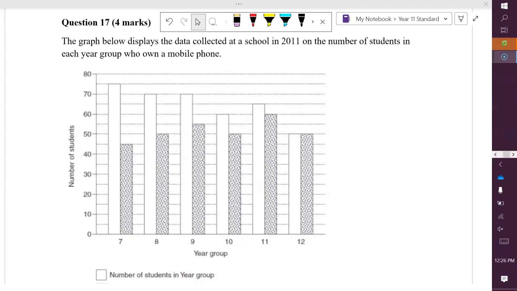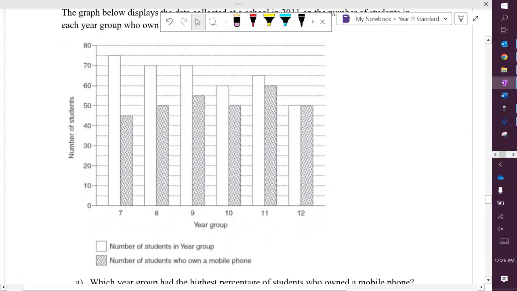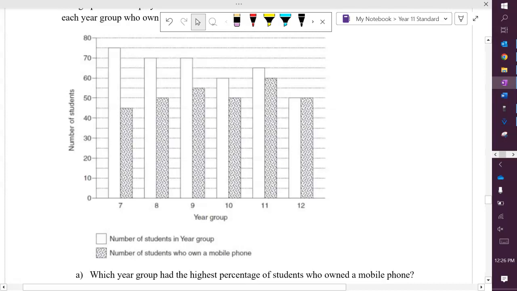Question 17 in the task was half-half as to how it was done. Some did really well and some just missed out a lot, especially with the calculations. So the graph displays the data collected in a school and the number of students in each year group who own a mobile phone. You can see the white column is our number of students in the year group and the dotted column is how many people own a mobile phone.